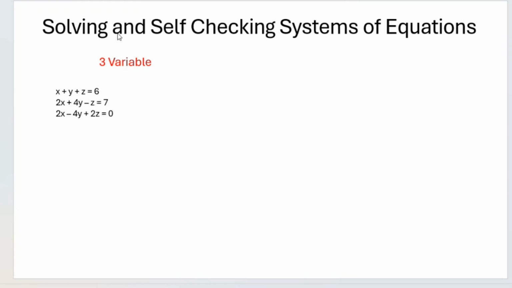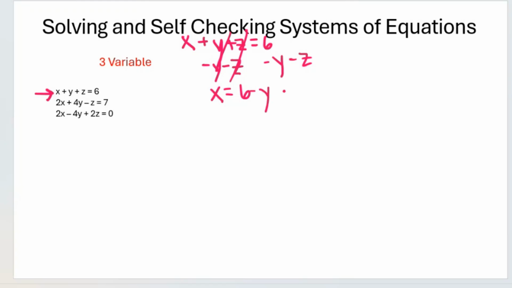So what we're going to do is start with an equation where we can easily isolate a variable. Here, I'm going to use this one, and I'm going to try to get x all by itself. I'm going to start right up here. x plus y plus z equals 6. I want the x by itself, so I'm going to minus y from both sides. I want to move this z, so I'm going to minus z from both sides. Those would go away. And I'm going to end up knowing that x equals 6 minus y minus z.